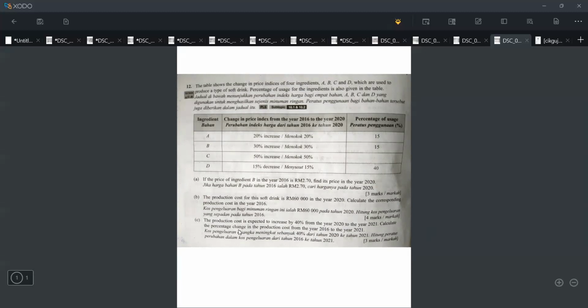63.1%. Yeah, so you have to write increase 63.1% in your final answer. So that's all. Right, done already.